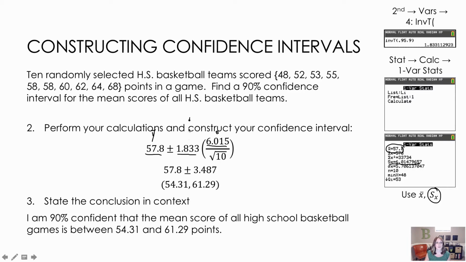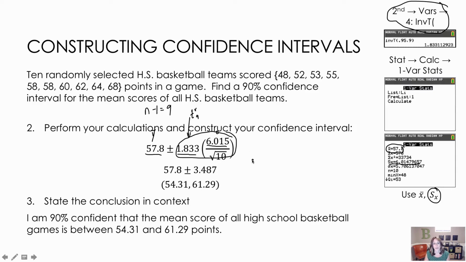Now, in terms of this, which is of course my t star for 9, notice t star of 9 because there are 10 scores and n minus 1 would be 9. I'm going to use my 2nd vars and invT, which is what we did in our last video to find our critical value, and I found 1.833, and notice that's what I'm using here. Just like last week, your best bet is to just do all of these calculations in one swoop, which I did to get 3.487, and then I'm subtracting it first and then adding it second to get my 2 values.